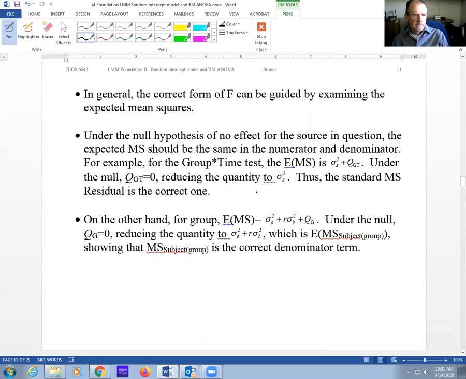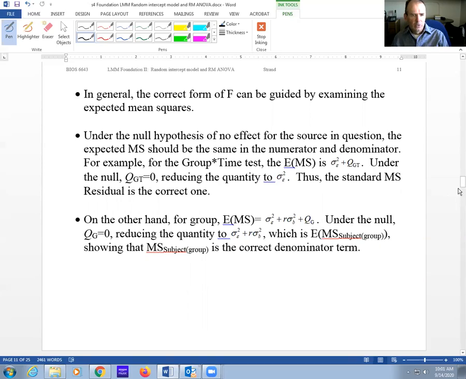And under the null hypothesis, there are no differences between the effects for that source, right? And in that case, the expected mean square should be the same in the numerator and in the denominator.